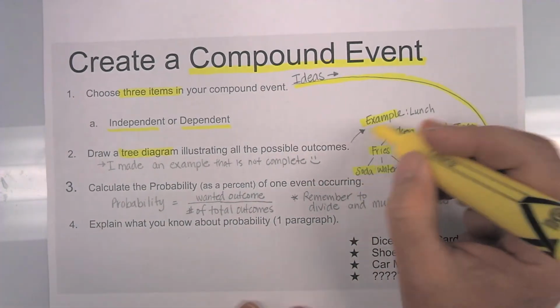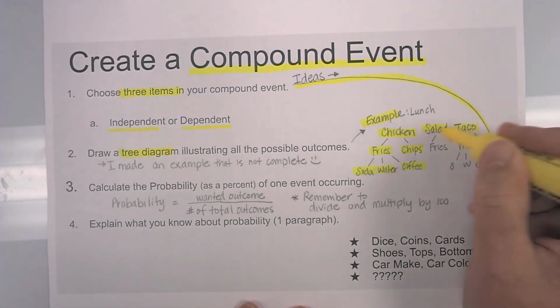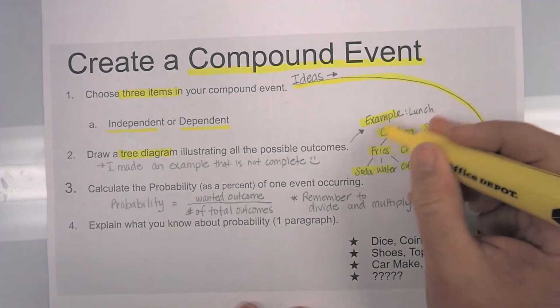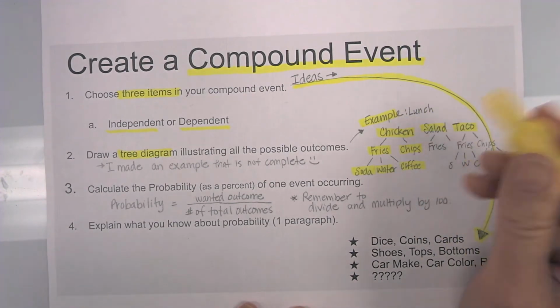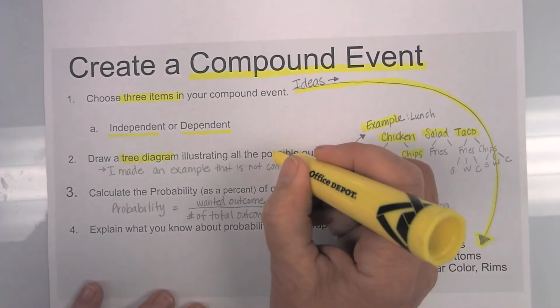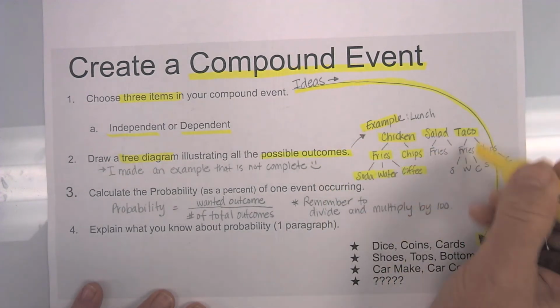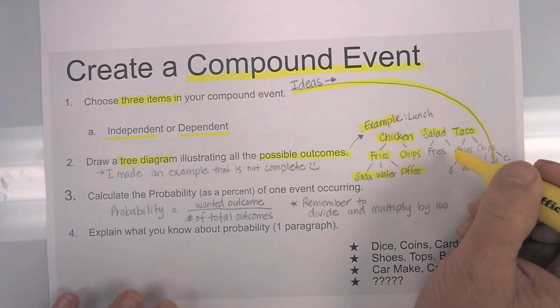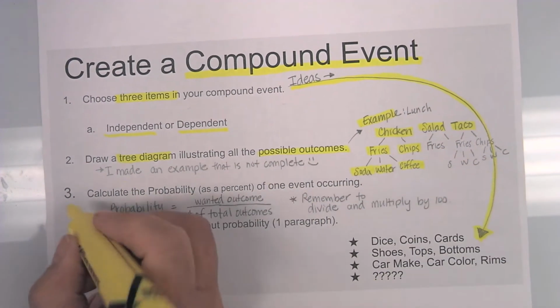So notice that I started making my tree diagram, but I did not finish it. You will have to do a complete tree diagram. After you've done that, figure out how many possible outcomes there are for your compound event. Then you'll go on to step 3.